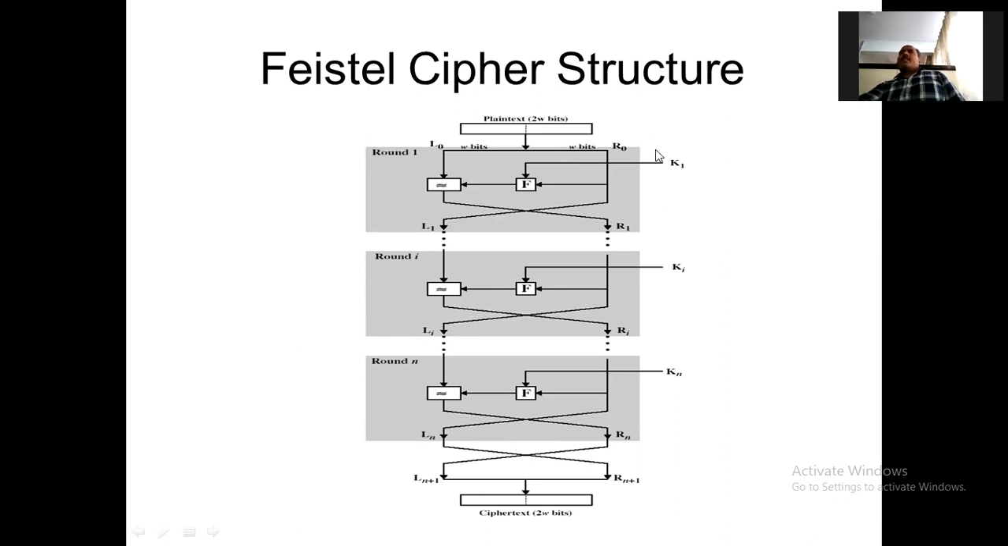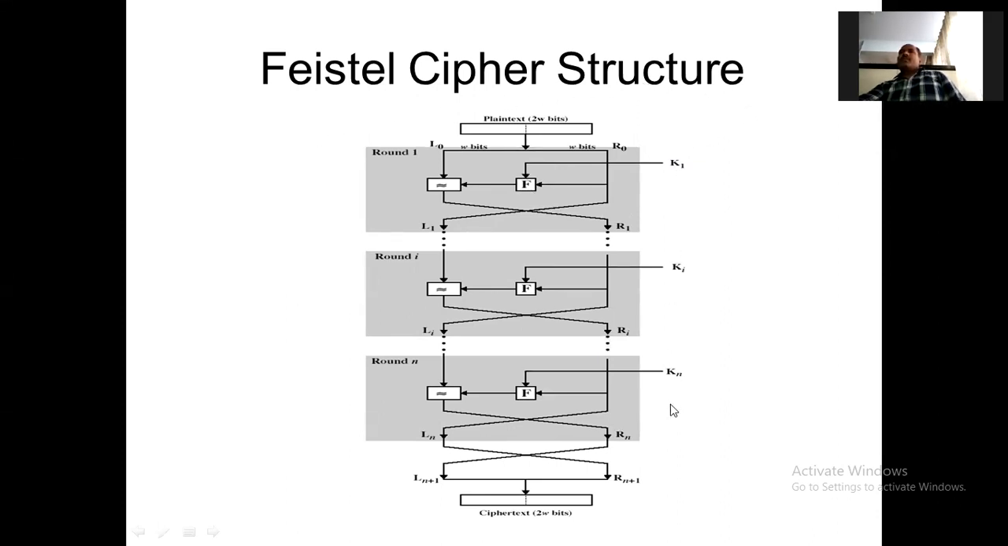Along with that, every round requires a different key here. For every round we are going to require a different key: key K1, key K2, K3, K4, K5, up to the number of keys we require here. So this is called the Feistel cipher structure.